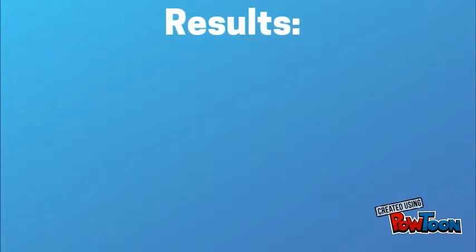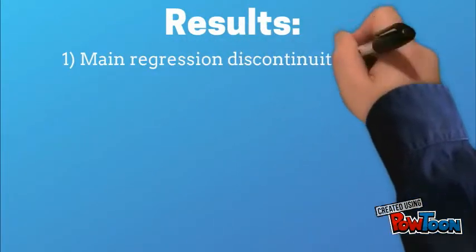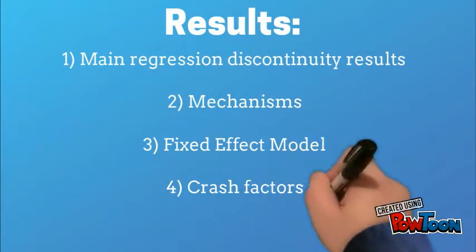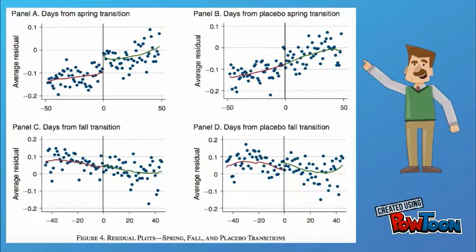Results. The results section is broken into 4 subsections to analyze the main regression discontinuity results, as well as mechanisms, the fixed effect model, and crash factors. The results of the main regression discontinuity depict the estimates of the impact of daylight saving time on fatal crashes.